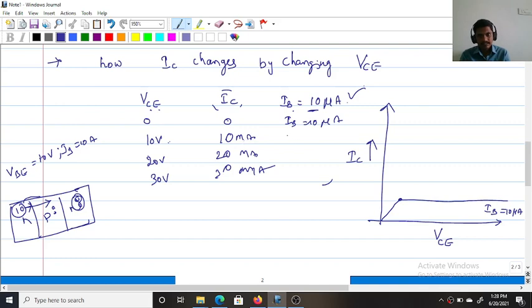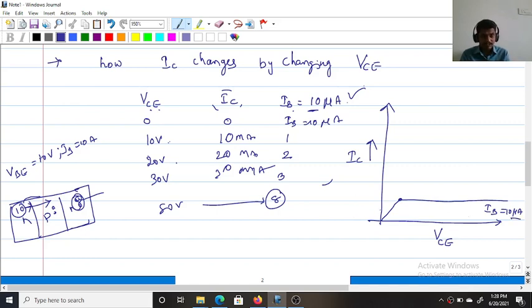Why? Because it collected, for example, 1 electron. At 20 volts it collected 2 electrons, at 30 volts 3 electrons, at 80 volts it collected 8 electrons. After collecting all these 8 electrons, there are no more electrons to collect, so there will be no more current increase after that. Every time, only 8 electrons are coming from the base, so the current is constant.